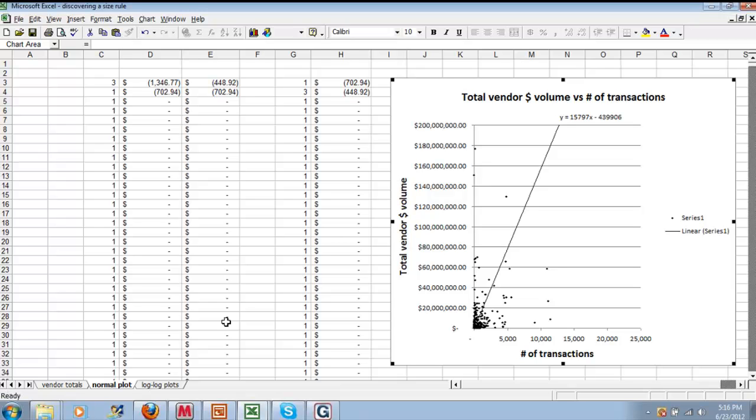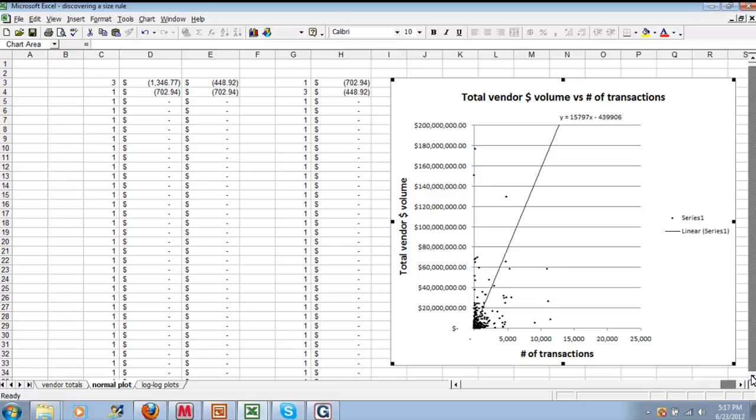Now, Excel provides various trend tools. You can just say, I want this graph to have a trend line. And in this case, I've asked for the linear trend line. And the linear trend line shows, not surprisingly, that the total volume increases with the total number of transactions. But you don't really get the sense from looking at this graph that you've learned anything useful. You don't really get the sense that you know something about the data that you didn't know a moment ago. It's not the right format. It's not the right kind of graph.